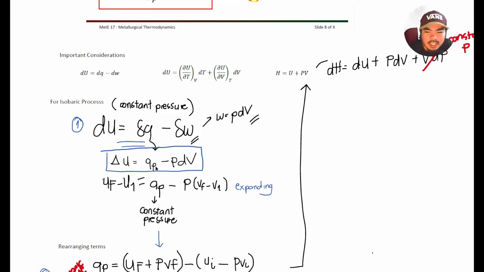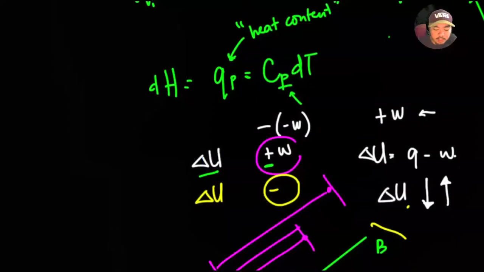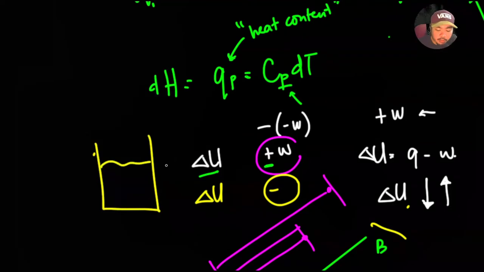And that is also why enthalpy is a better measure as opposed to delta U, because in most systems, especially when we don't encompass our system in a container, for example, if you use normal beakers or test tubes, for example, say this is our beaker, and here is our solution.